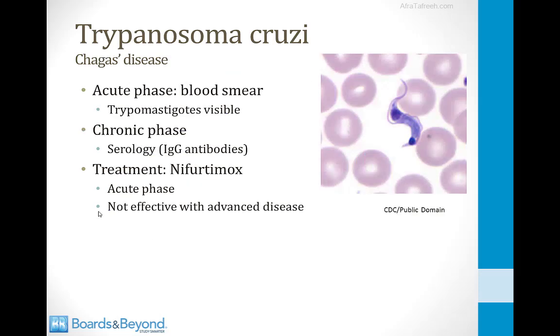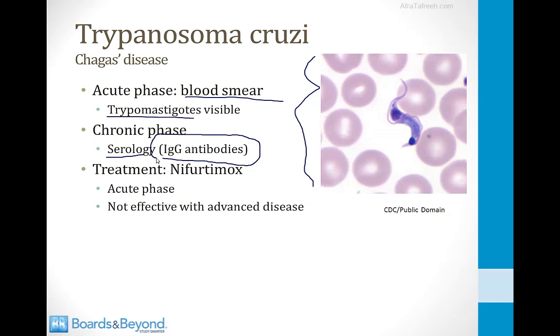You can diagnose the acute phase of Chagas disease by doing a blood smear. There is a form of the protozoa called a trypomastigote that you can see in a blood smear. This is a picture of one right here swimming around with the red blood cells. Kind of creepy to think about that in your bloodstream. In the chronic phase, you can do serological testing and find IgG antibodies to Trypanosoma cruzi.